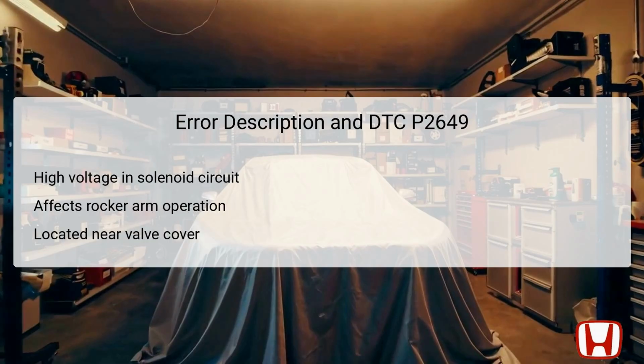When the solenoid circuit shows high voltage, it typically suggests an issue with either the solenoid itself or the wiring connected to it. This error needs prompt attention, as it can lead to adverse effects not just on engine performance, but also on fuel efficiency and emissions. There are several potential causes for the occurrence of DTC P2649.